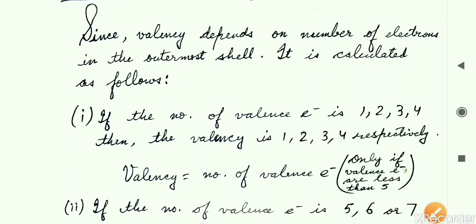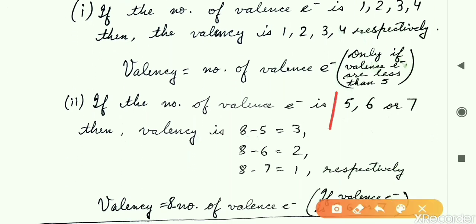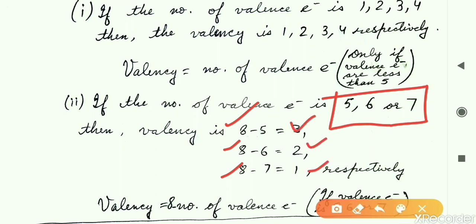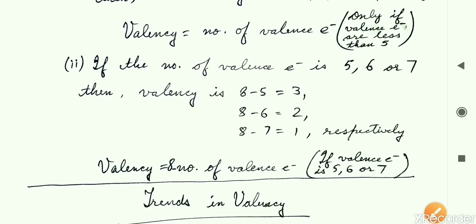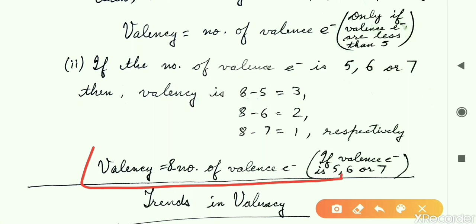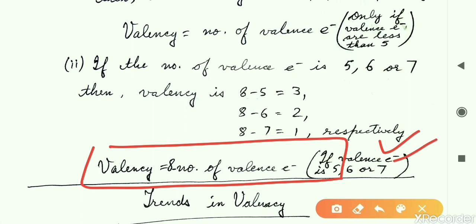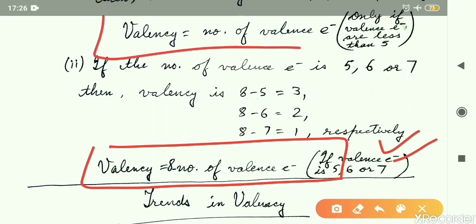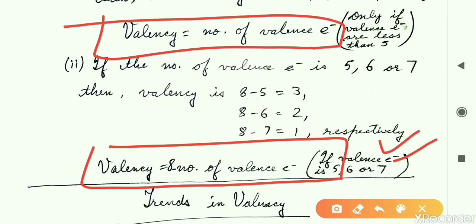The second point here: if the number of valence electrons is either 5, 6 or 7, then we have to subtract that number from 8. 8, because of the octet rule, as the outermost shell should have a maximum of 8 electrons. So by subtracting, we will get the valency. In short, we can write this as valency is equal to 8 minus the number of valence electrons. We do this when the valence electrons are 5, 6 or 7. Otherwise, valence electrons is equal to valency. If the valence electrons are less than 5, we follow number of valence electrons equals valency, otherwise the second one.